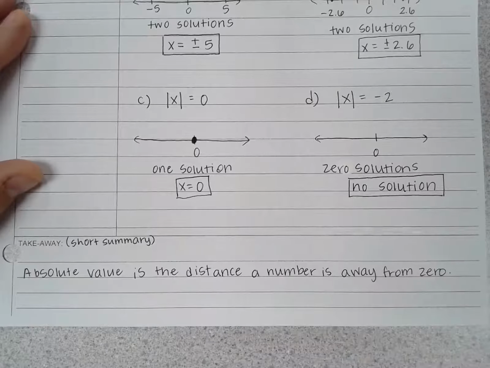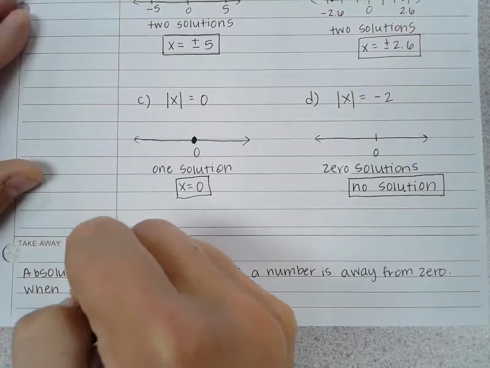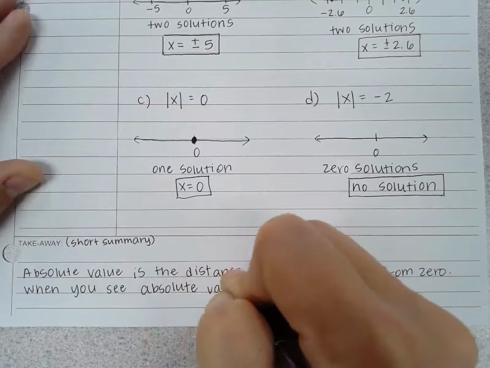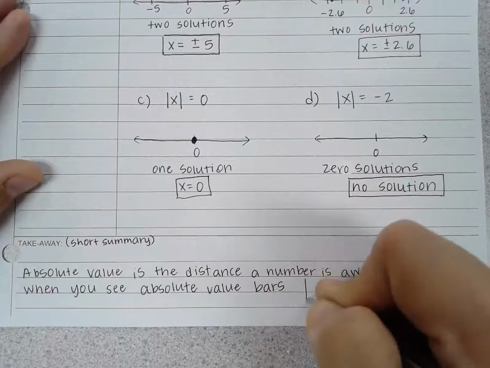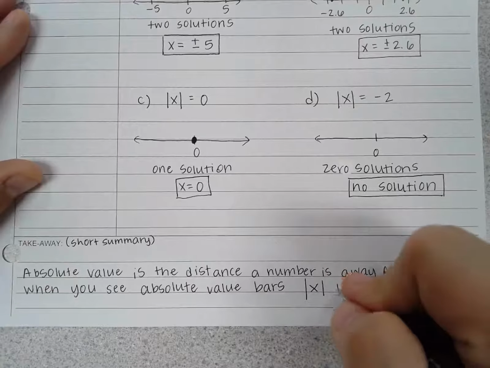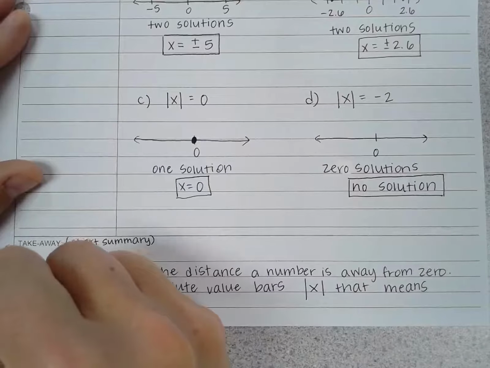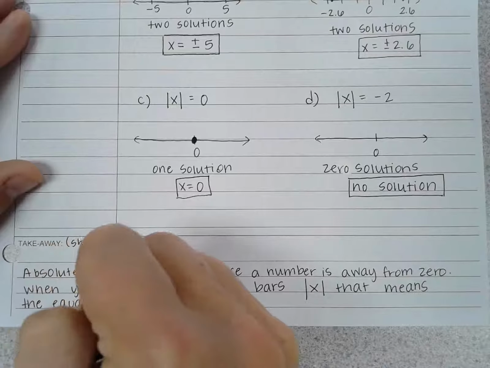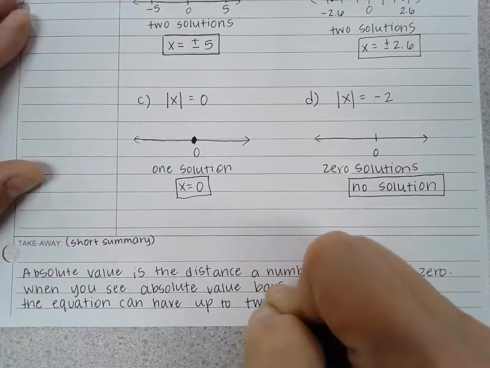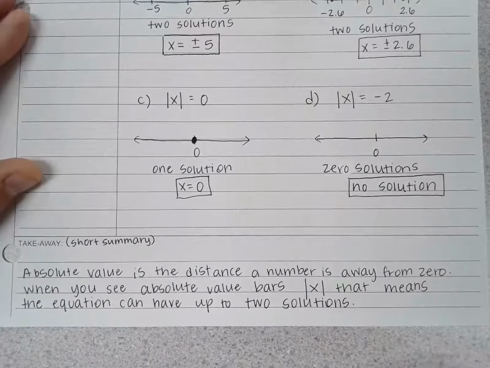And then I would also say something along the lines of, when you see absolute value bars, and those are going to be bars like this that can be around a variable or they can be around a number as well, that means the equation can have up to 2 solutions. It can usually have up to 2 solutions.